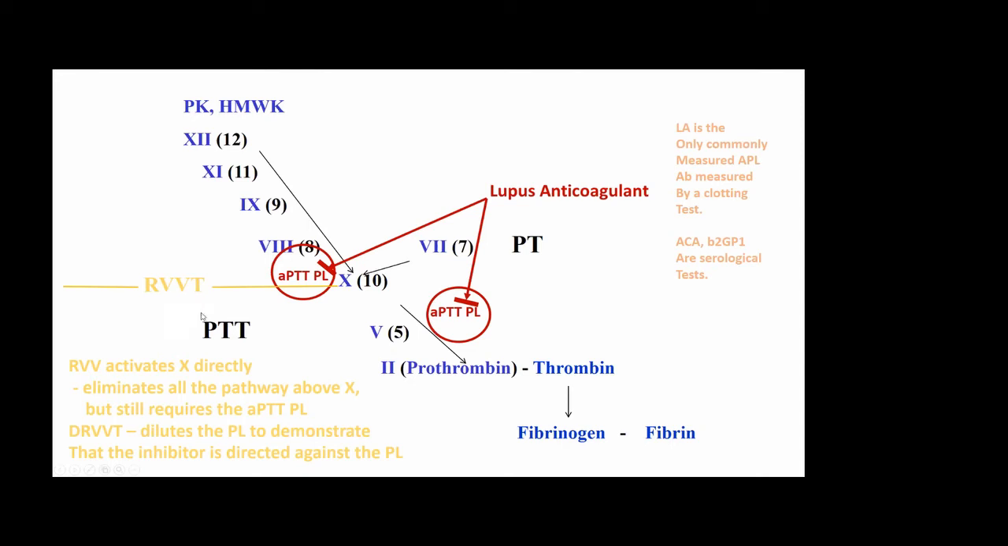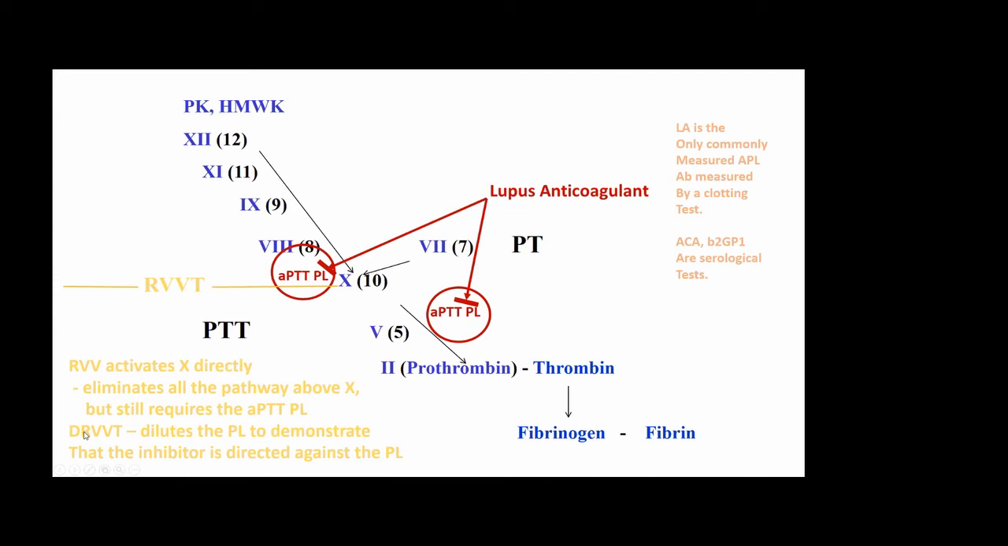So a test was designed to make this diagnosis, and then a second test, not using the PTT, but using the Russell Viper venom time, was designed because the Russell Viper venom cleaves 10 directly. So all of this stuff up here is now out of the picture. It's moot. And so when somebody has a prolonged Russell Viper venom time, it's got to be something from 10 through fibrinogen. So that leaves only 4 things to look at, plus the phospholipid.